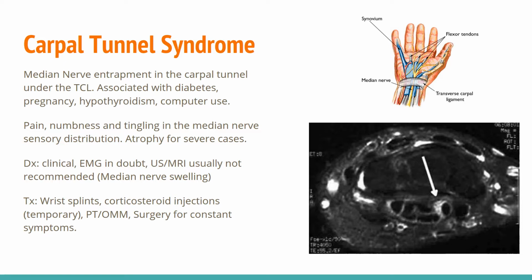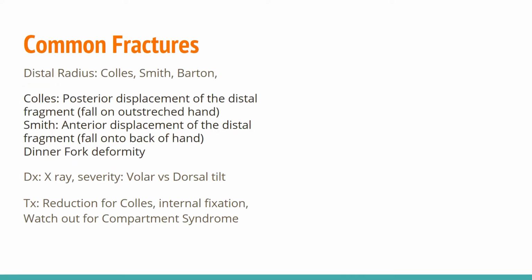So you can see in this MRI there is swelling, and this is the median nerve, and is being basically impinged upon as it enters the carpal tunnel, which can be seen here. So treatment includes wrist splinting, corticosteroid injections, which are temporary, physical therapy or OMM, or surgery for constant symptoms, which includes carpal tunnel release. Next, we're going to discuss common fractures.